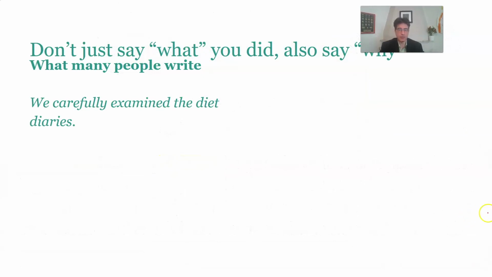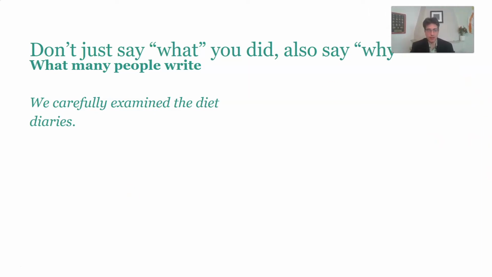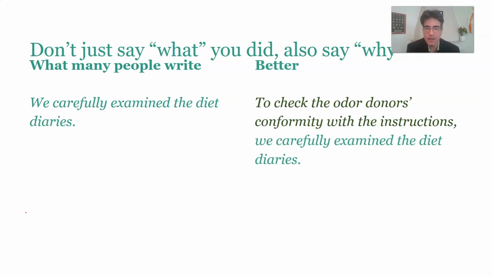So the point here is, one rule of thumb, one thing that can help you when you're writing your method section is, don't just say what you did, but also try to make it clear why you did it. Where many people will simply write, we carefully examine the diet diaries, which is basically saying what you did, that's fine, but even better, to check the odor donor's conformity with the instructions, we carefully examine diet diaries. So you can see here that the intention is to simply say what one did, which is what often people think of as the method section.